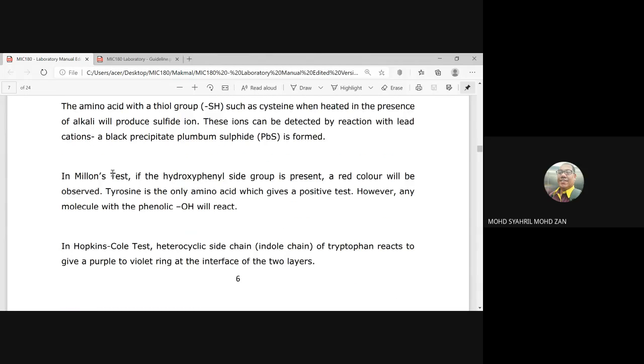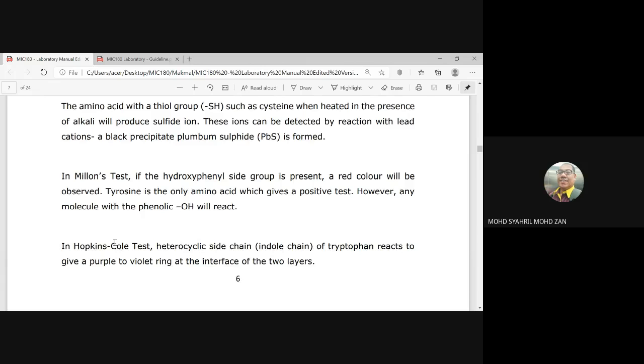The Millon test is used to find the hydroxyphenyl sites on amino acids. Okay, so the color will be red. So we use tyrosine, which gives the positive result. However, any amino acid which has the hydroxyphenyl group can be positive with the presence of red color. Walaupun kita pakai tyrosine sebagai positive control, tapi kalau ada amino acid lain yang kita gunakan, still lagi kita boleh dapat result dia. Dan kalau dapat result dengan menggunakan Millon test, maknanya amino acid tersebut ada hydroxyphenyl site.